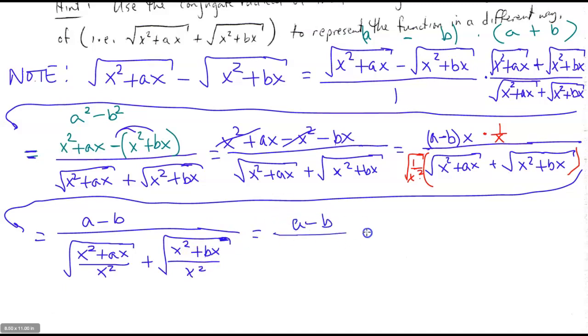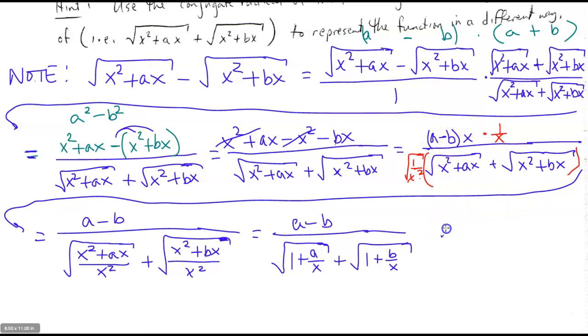And if I simplify that further, then I end up having a minus b all over 1 plus a over x plus, and I'll have 1 plus b over x. Okay, and of course that's so because x squared divided by x squared is 1, and x divided by x squared is just 1 over x. So that's how we get this first term here, and same sort of thing happens with that second term.